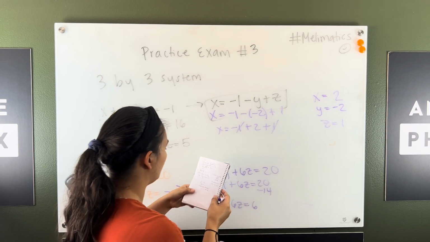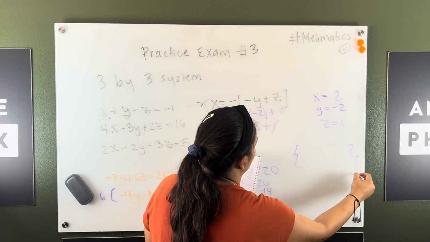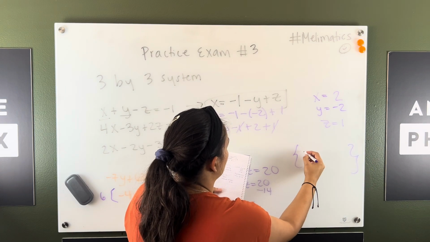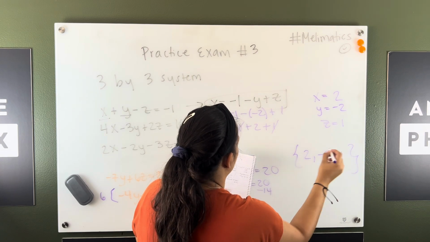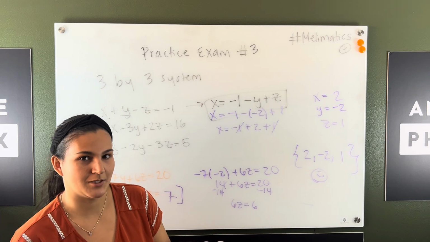So we solve for it, so we're going to have our answer. You can have like a little squiggly considering there's more than 1. So x is 2, y is negative 2, and z is 1. We solved the system of equations. Okay.